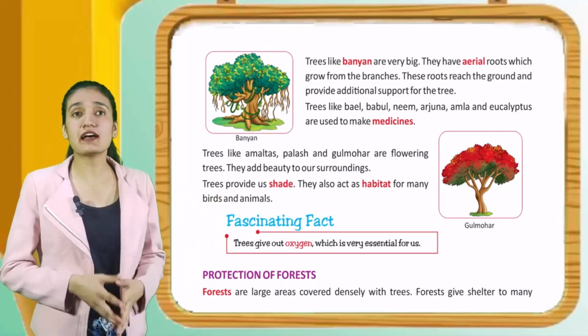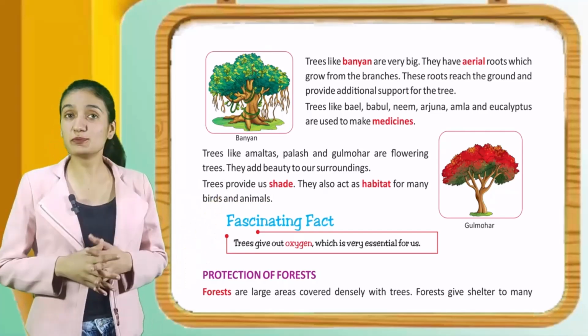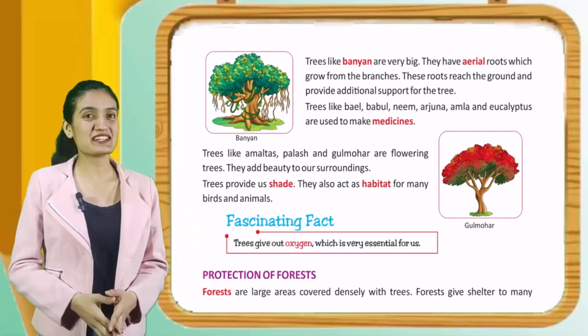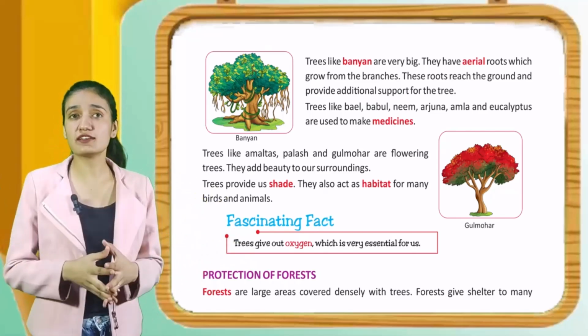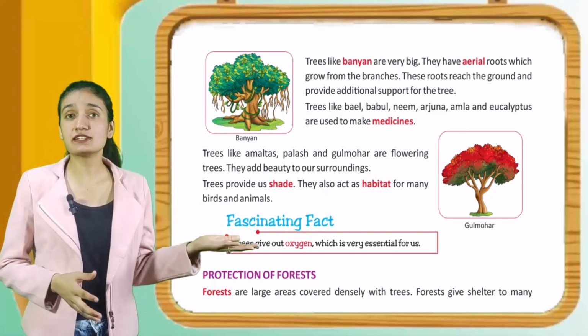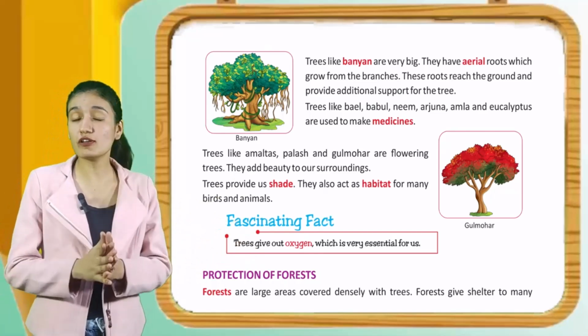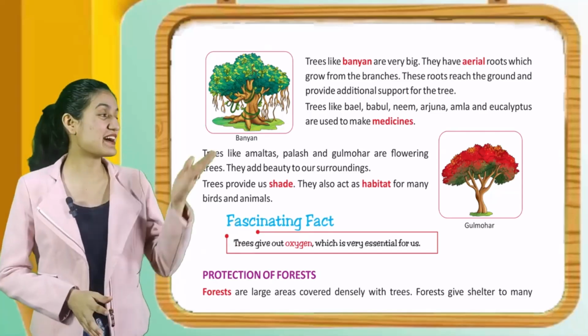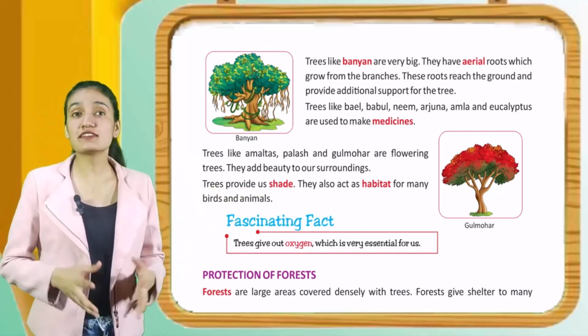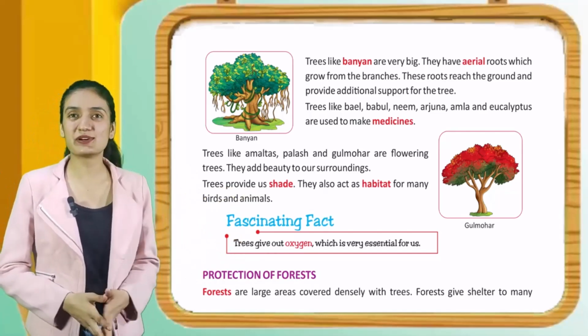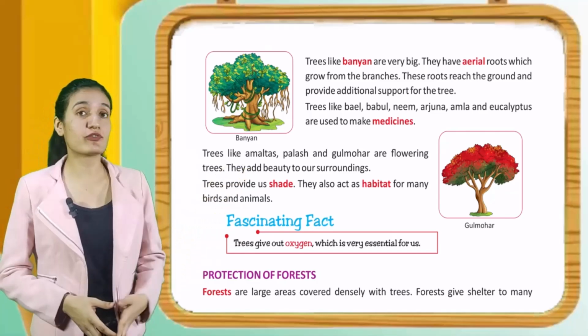Trees like amaltas, palas and gulmohar are flowering trees. They add beauty to our surroundings. Trees provide us shade. They also act as habitat for many birds and animals. So students, we should always save our trees. Now, the fascinating fact: trees give out oxygen which is very essential for us. Here is gulmohar.